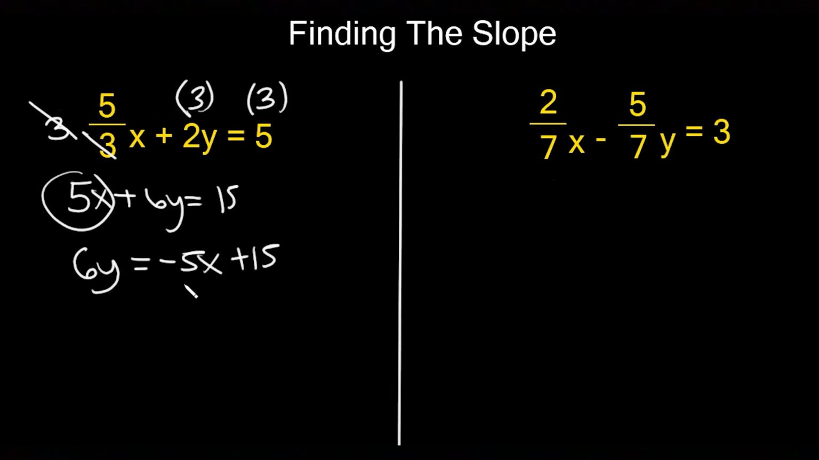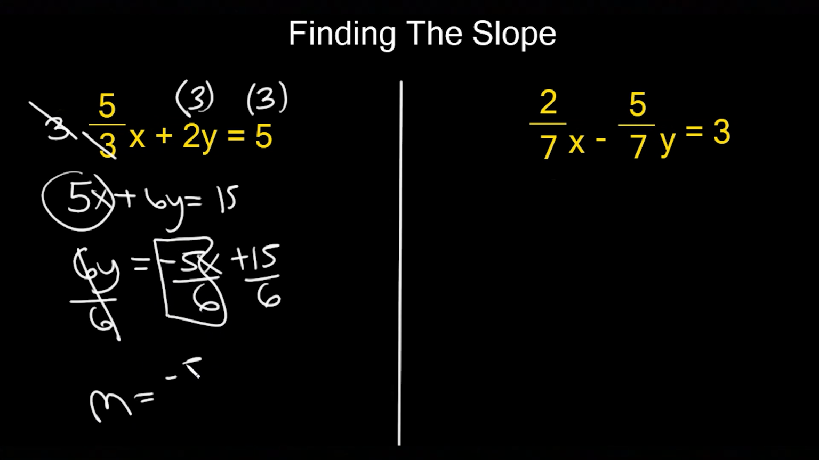And then lastly, I'm going to divide everything by 6. And again, the part that we're looking at is going to be right here. This is the part we care about. So I get negative 5 over 6 for my slope. So m is equal to negative 5 all over 6.